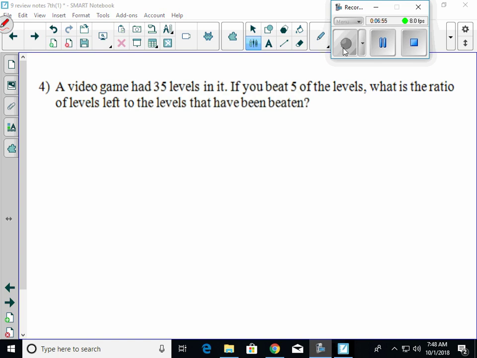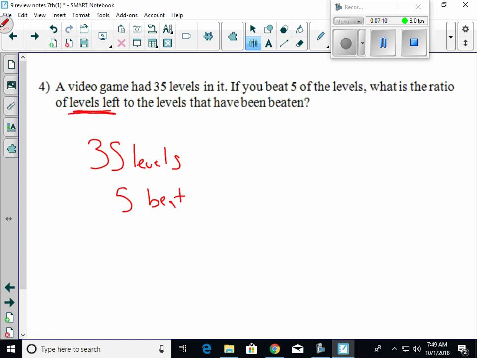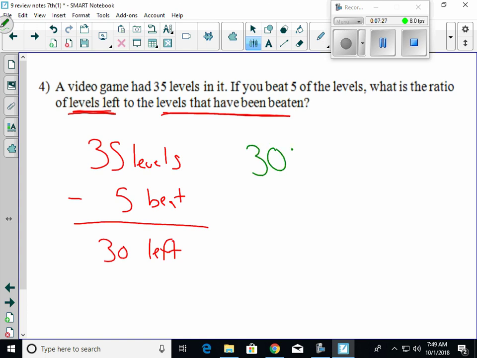Okay, and one more problem where we're reviewing ratio. A video game had 35 levels. You beat 5 of them. And they want to know the ratio of levels that you have left to the levels that you've beat. So if I beat 5 of them, then I have 30 of them left. For my ratio, they want me to write the levels left first to the levels beaten. So 30 to 5.